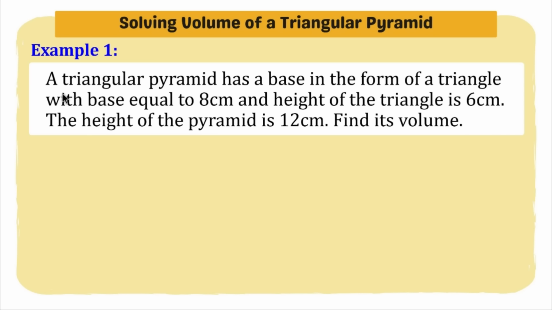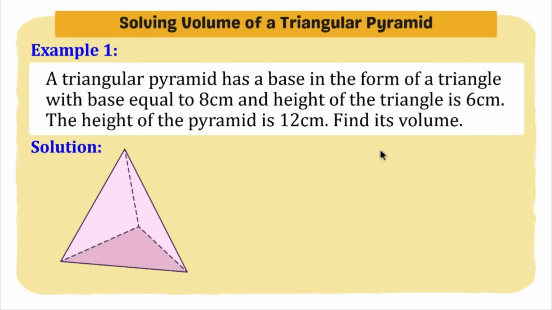Let me read. A triangular pyramid has a base in the form of a triangle with base equal to 8 centimeter. And height of the triangle is 6 centimeter. The height of the pyramid is 12 centimeter. So find its volume. All right. So we are dealing with a triangular pyramid in example number 1. So in our solution, we can actually draw the pyramid.